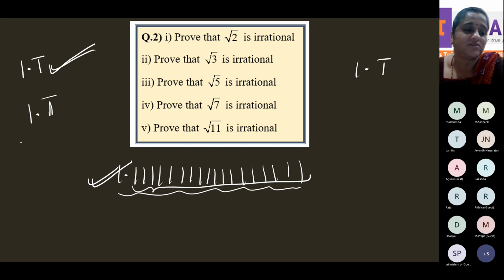Or you can also write it like this, 1.11, and then put dots. That means you've given the clue, 1, 1, and that 1, 1 goes on repeating. 1, 1, 1 goes on forever.